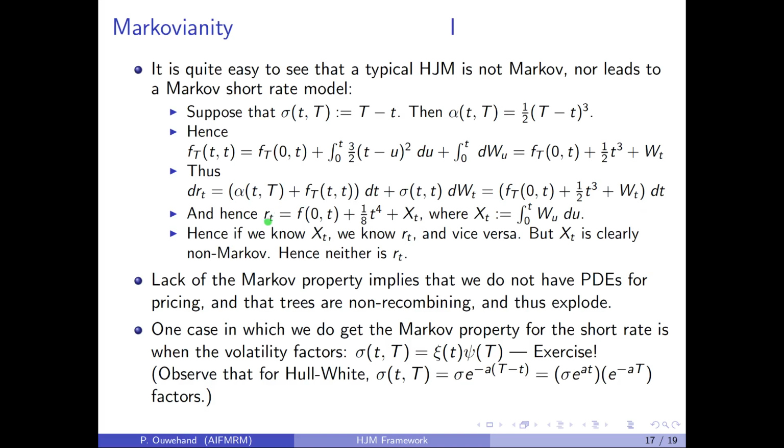In particular, the instantaneous short rate will then be given by the following, and will actually be a finite variation process, as you can see. And so if we know capital X, which is the integral of Brownian motion, we will know Rt and vice versa. But X is clearly not Markov, because knowing the value of X at time t will not give you the distribution of future values of X. In fact, you need to know the value of W at time t. And because X is not Markov, neither is Rt.